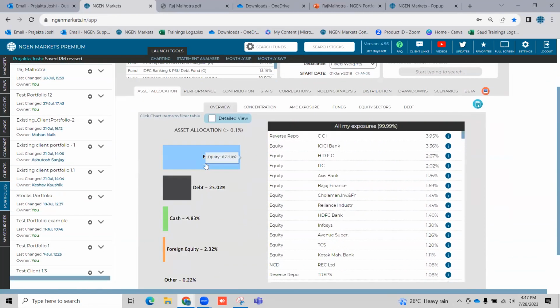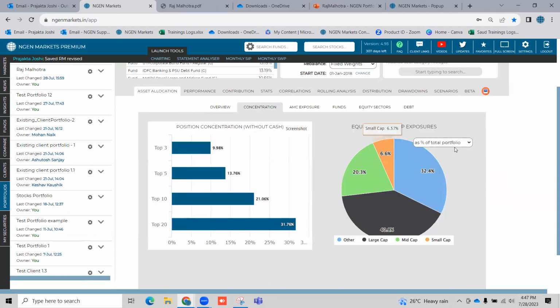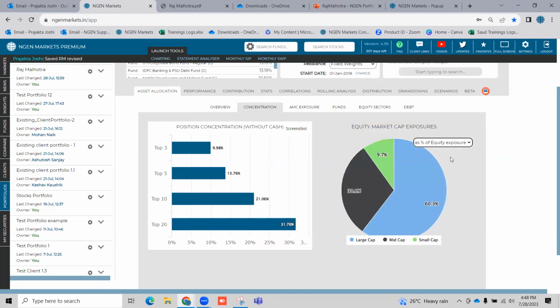So it has equity of 67% and debt of 25%. Okay, you want to just see, out of this entire 67% equity exposure, how much is into large cap, mid cap, small cap. Then click on concentration, click on this drop down, and click on equity exposure only. Then you will see that large cap amounts to 60%, considering 100% as equity now. Okay, 30% is in mid cap and small cap is 9%.